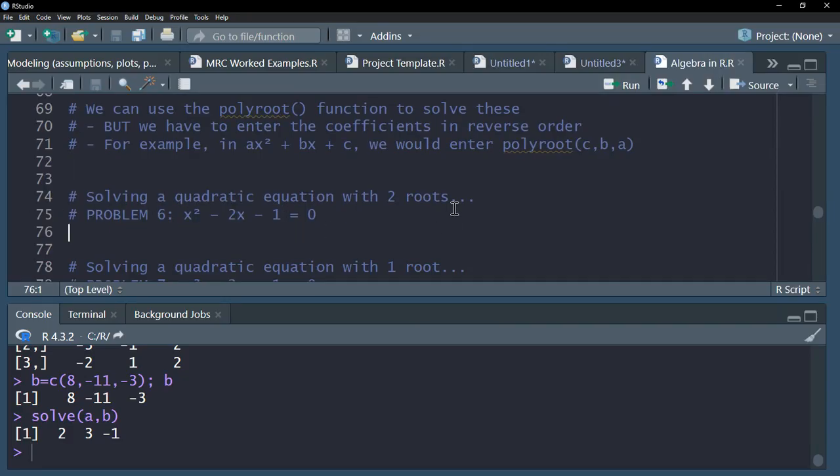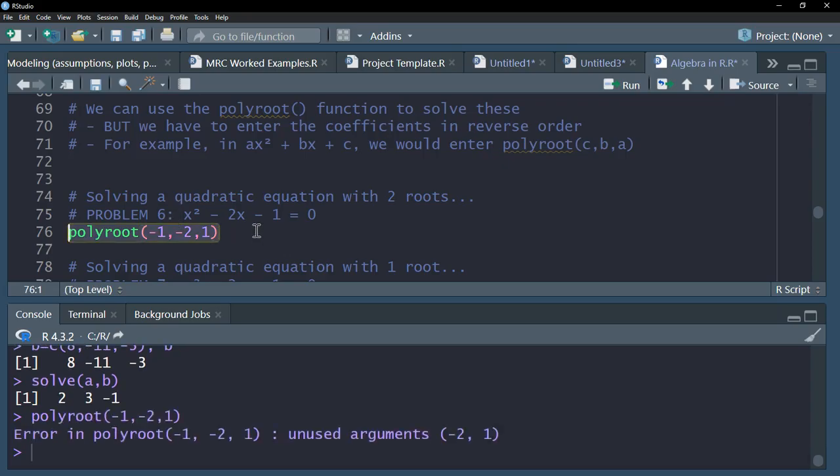We can use our polyroot function. Remember, if it was ax squared plus bx plus c, it's got to go c, b, a. So we're going to say negative 1 is our first coefficient, negative 2 is our second, and 1 is the last one, because we've got negative 1, negative 2, and there's just an invisible positive 1 right there.